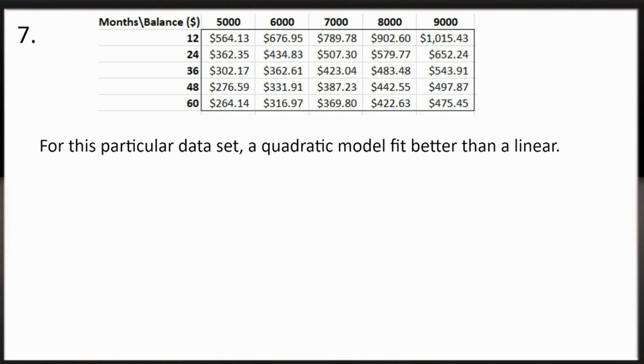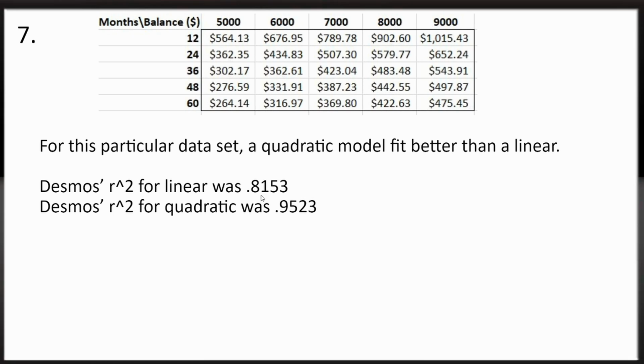Number 7. Number 7 asks, is a linear model or quadratic model best in your opinion, and why? So looking at the data and from the questions we've already answered and what Desmos has given us for their best fit, when we compared the R2 for Desmos, the linear happened to be 0.8153, which is around 81.53%. And that quadratic came out to 0.9523, which is about 95.23%.